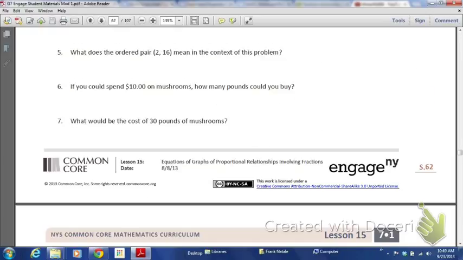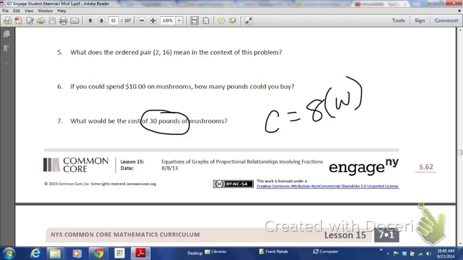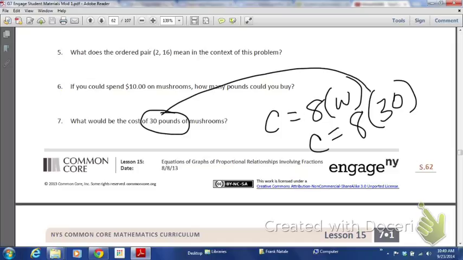And the last question, a little bit easier to figure out, is what would the cost of 30 pounds of mushrooms be? And again we have C equals 8W, always applying the equation that we came up with. So C equals 8, and then we'll just plug in our W, which we know is 30 from here. And so C equals 240. So $240 for 30 pounds of mushrooms.